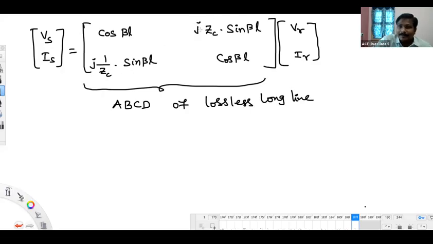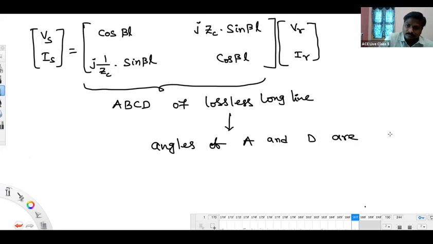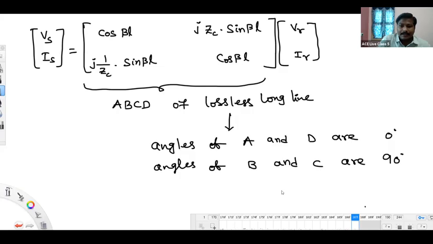Whereas for B and C, we have the j symbol. That j symbol will give a 90-degree angle for parameter B as well as parameter C. So I can write for a lossless line: the angles of parameters A and D are 0 degrees, whereas the angles of B and C are 90 degrees. I think all of you are clear about this?